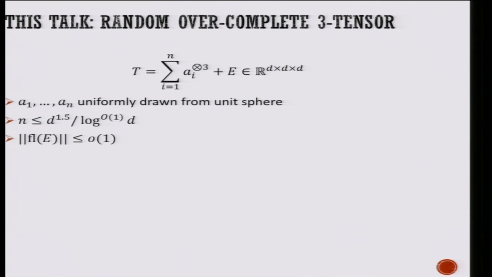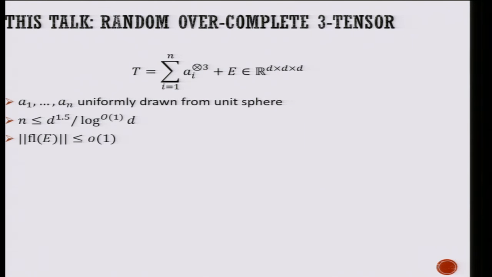All right, so in this talk, the theorem that we are going to prove is the following. We are going to decompose a random third-order tensor. Let's say the a_i are uniformly drawn from the unit sphere, and we can allow n to be as large as d to the 1.5. And the error is going to be less than epsilon in spectral norm.